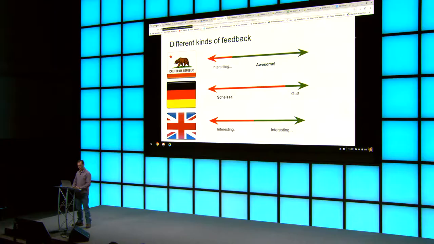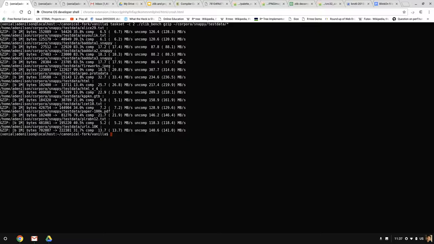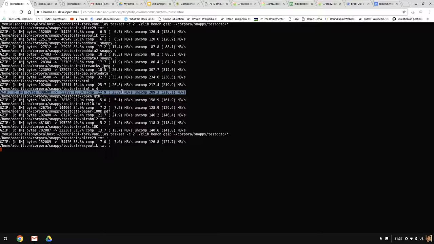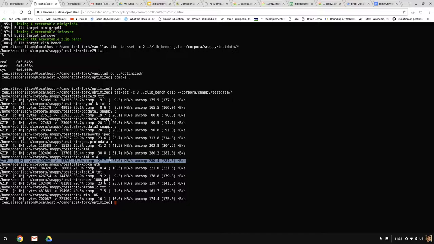All right, so I mentioned decompression, right? So I have here a Chromebook, an ARM Chromebook. So it's all about dog fooding, right? And if I run the Zlib benchmarker on the snappy test data set, this is vanilla Zlib. I'm going to see like 23 megabytes per second compression speed, right? And this is a patched version where we are around 28. So that is about 20% performance gain.